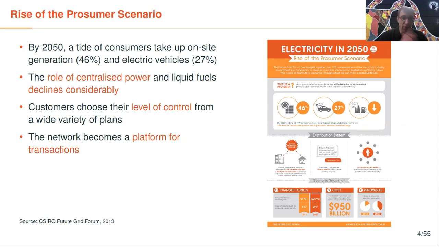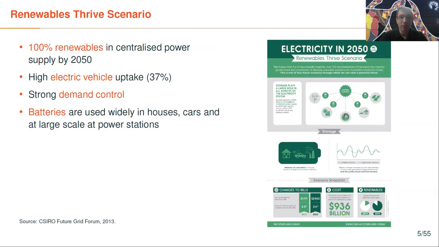The first one is quite interesting, because I find it quite visionary. Remember, this was back in 2013, almost 8 years ago, and it's called Rise of the Prosumers. They predict that by 2050, 46% of prosumers will have on-site generation and electric vehicles, and the role of centralized power will decline considerably. There will be much more emphasis on decentralized power supply. And importantly, consumers will retain a certain level of comfort, so the autonomy is quite explicit in that scenario. And the network then becomes a platform for transactions. Those two issues of consumer autonomy and the networks will pop up several more times in my presentation.